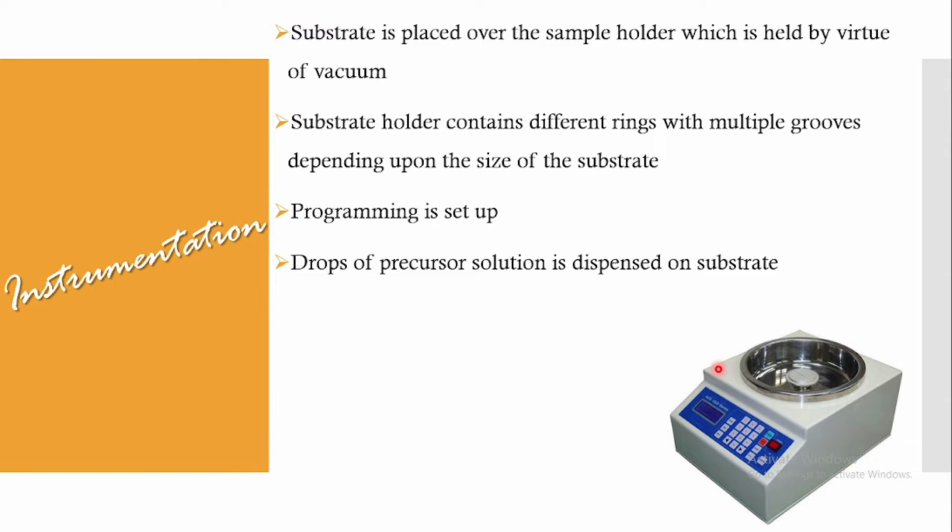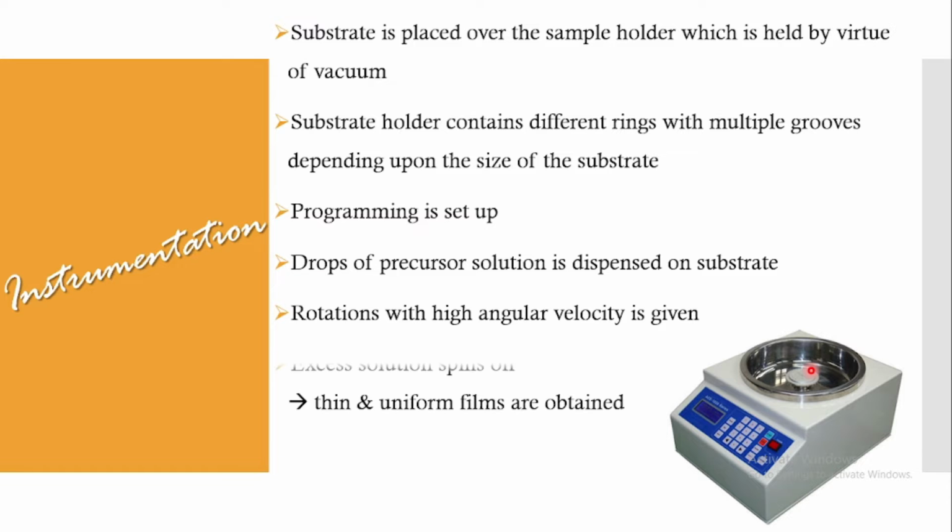And now we can understand what actually happens. So some drops of solution or precursor solution is dispensed over the substrate, and sometimes this precursor solution is called ink. And we need to know that the substrate should be hydrophilic, which then rotates to high angular velocities of 100 to thousands of rpm to spin off aqueous solution, which results in thin as well as uniform films.